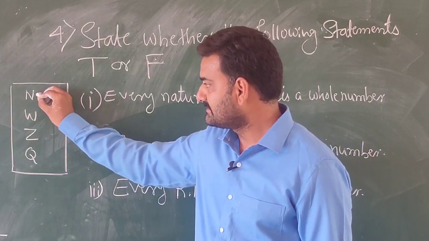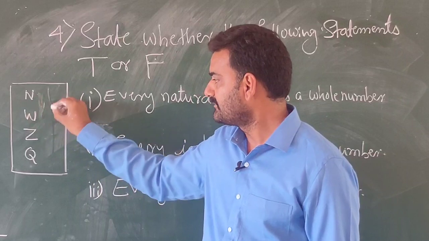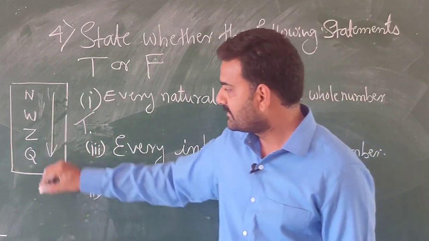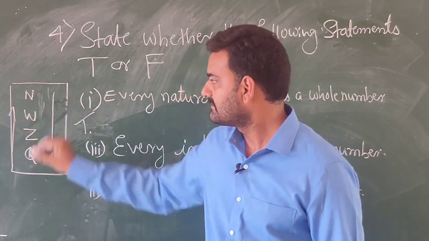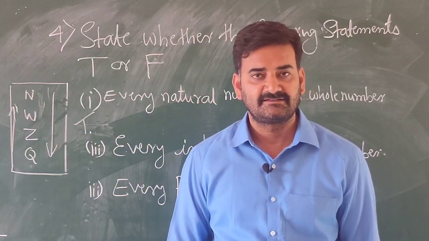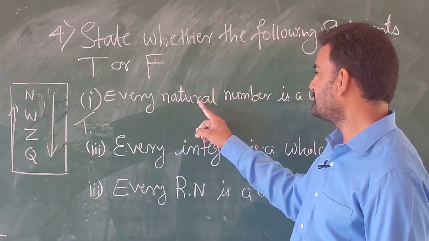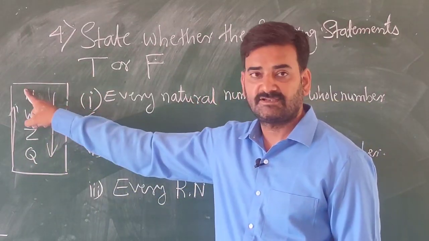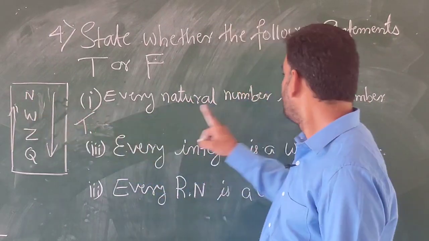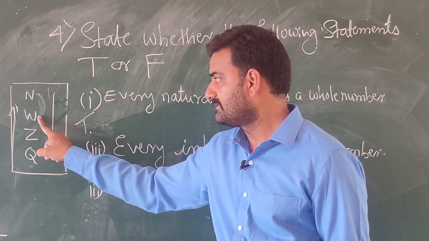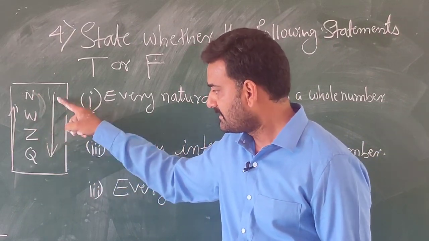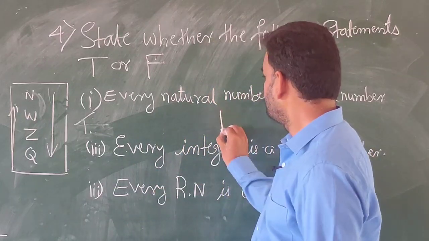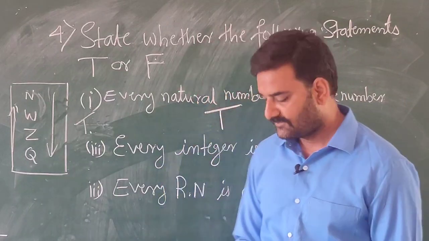If I come down along the arrow, then statements are true. If I go up in the reverse order, then statements are false. Now every natural number, let us try to understand. Every natural number is a whole number: I put my finger on natural, and I am coming down to whole. My arrow is down, that means the statement is true. Very simple.